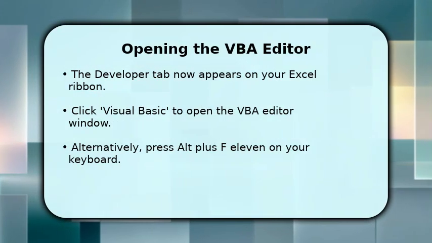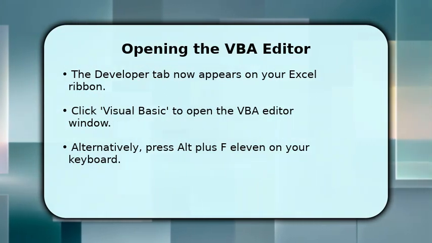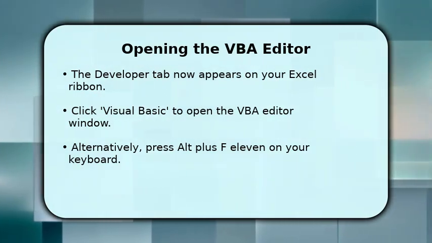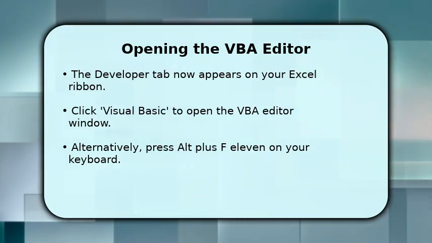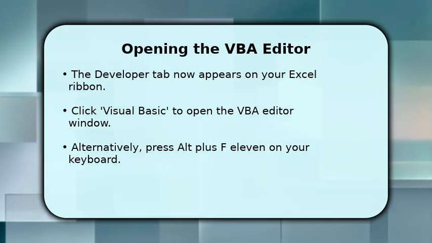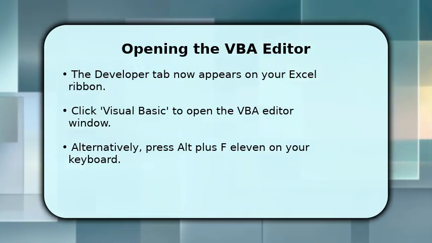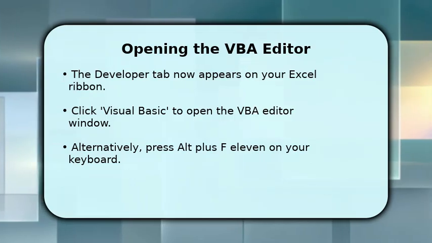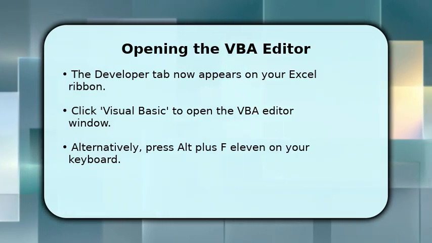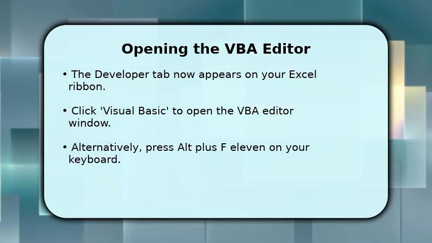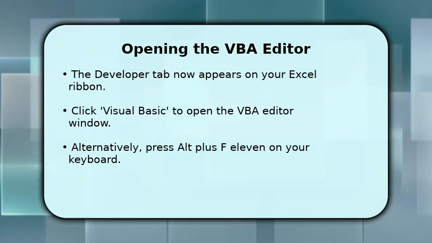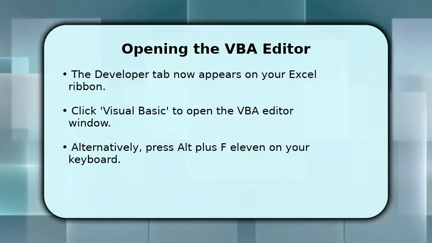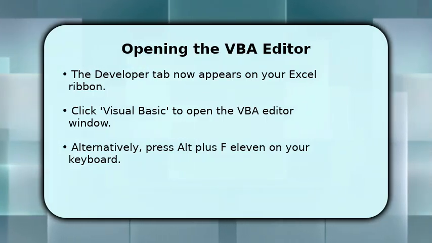Now that the Developer tab is visible, opening the VBA editor is straightforward. You can simply click on the Visual Basic button located on the far left of the Developer tab. An even quicker way is to use the keyboard shortcut. Press the Alt key and the F11 key simultaneously. This action will immediately launch the Visual Basic for Applications editor, which is the dedicated environment where you will write, edit, and debug all your Excel macros.